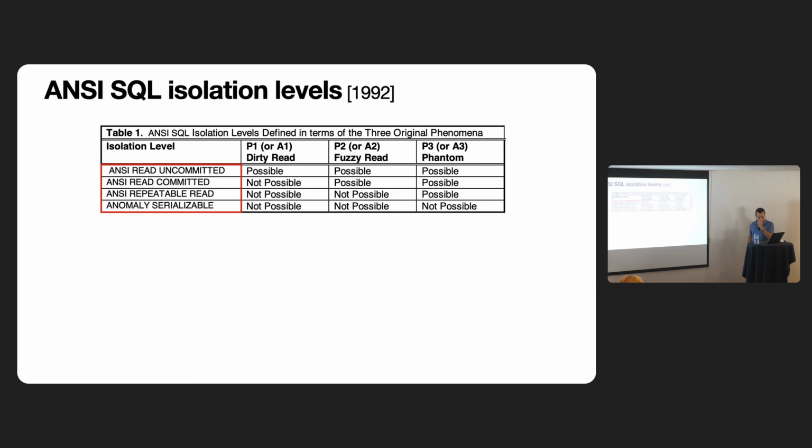They did it in actually quite a strange way. The way they defined them is essentially using examples. So they would have these tables, like the one I showed here, and it would list some anomalies, like dirty read, fuzzy read, which is the same as unrepeatable read, so this is something that I showed you, right, phantom. And they said, if you have something like read uncommitted, a very weak level, then it allows all of these anomalies. And if you have serializable, then you disallow all these anomalies.